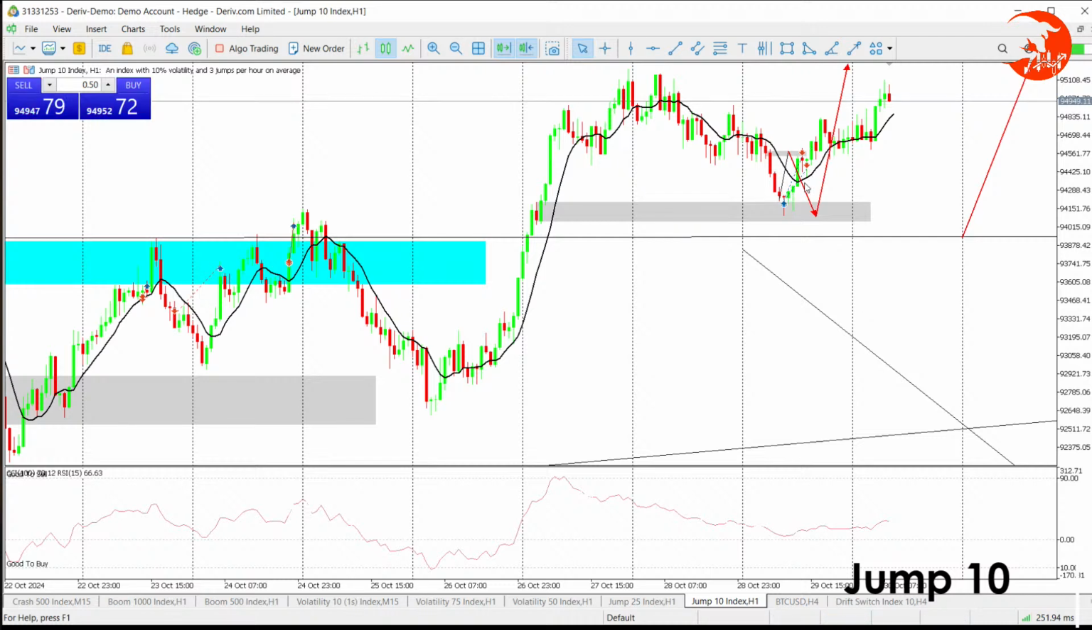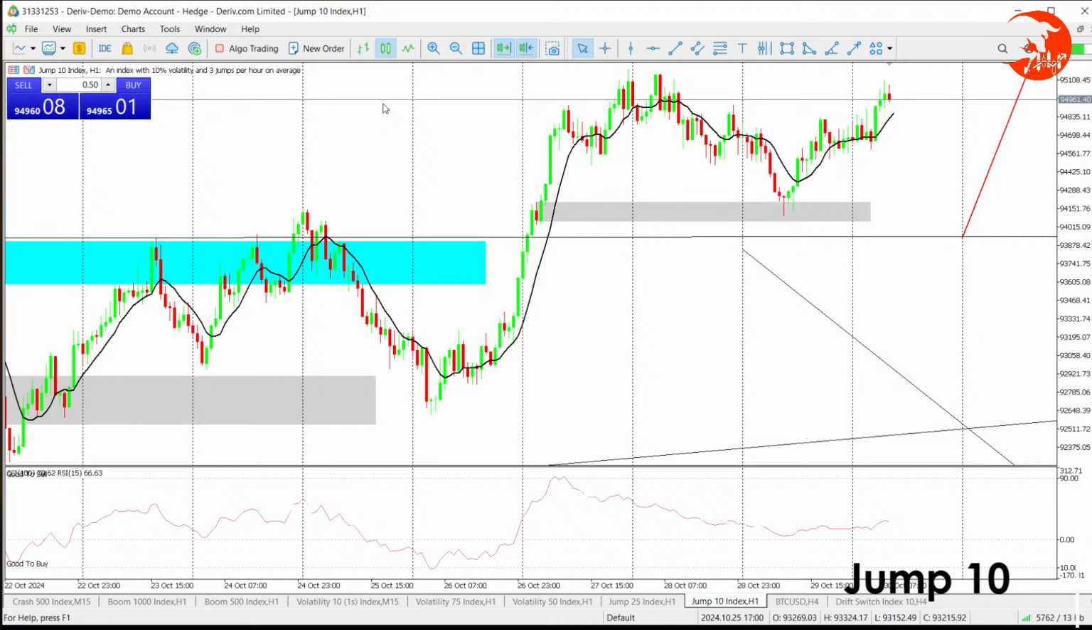I kept on asking in the group. No one shared anything, so I thought probably no one took it. But if you did take this trade on Jump 10, congrats. So today let's look at whether we are going to actually make this money.